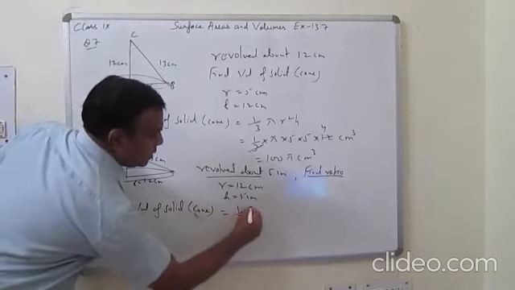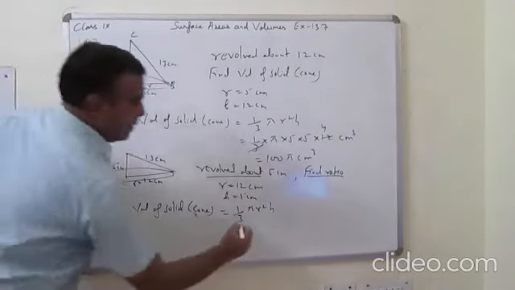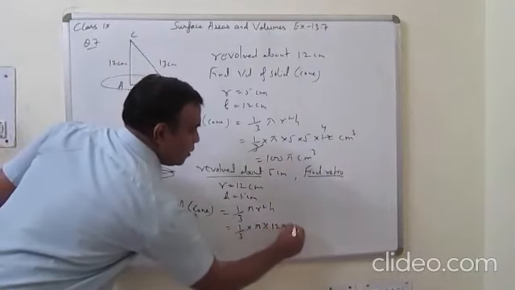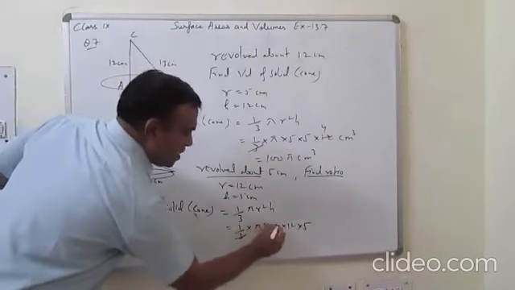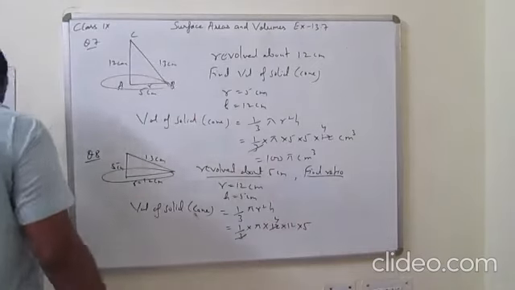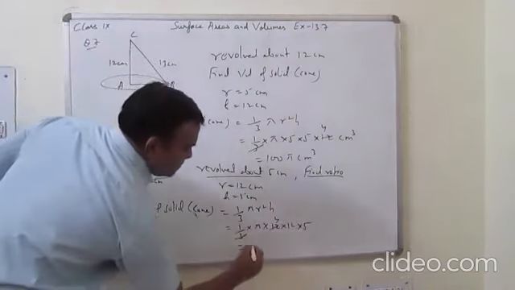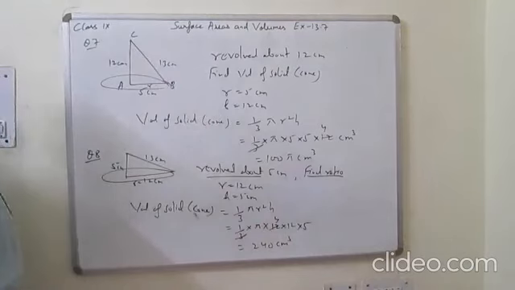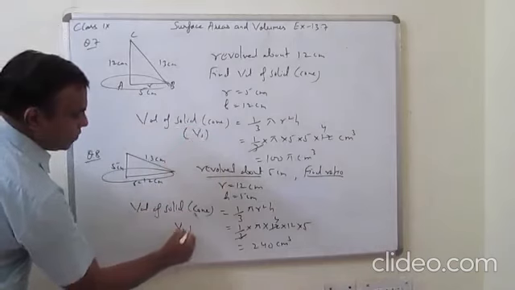So 1 upon 3 pi r square h, pi remains pi. How much is r in this? 12 into 12 into 5. This will cut 4. 5 4s are 20. 20 into 12, 240 pi centimeter cube. Now, this you will call V1 and this you will call V2.